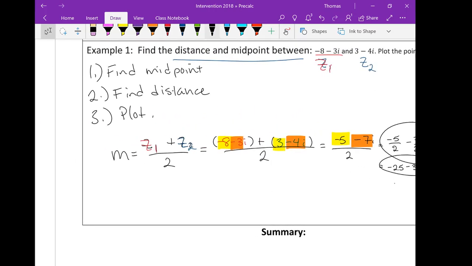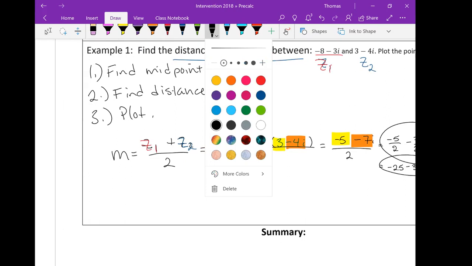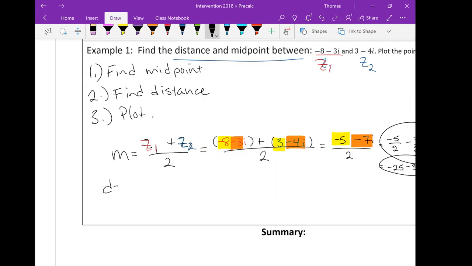So now the distance. Distance is the modulus of z1 minus z2. It doesn't actually matter if we did z1 minus z2 or z2 minus z1. These are the same because we're going to be taking squares, so all the negatives won't really matter. But let's just stick with our z1 minus z2 for right now. So again, keep the modulus.